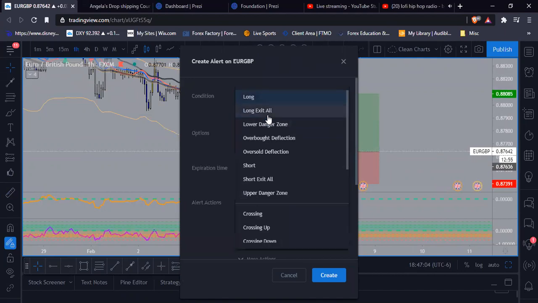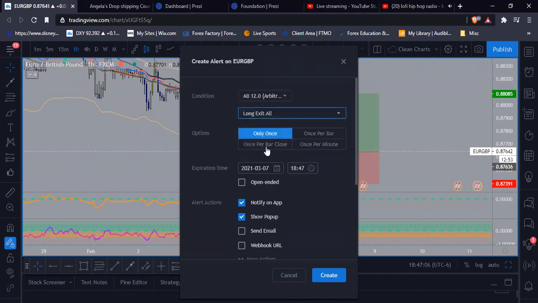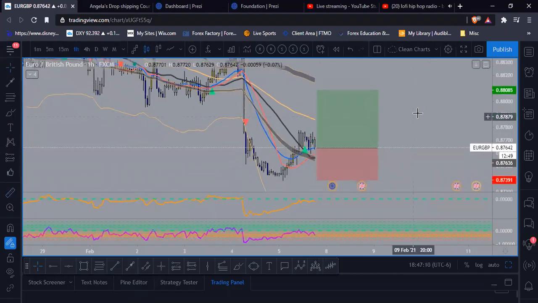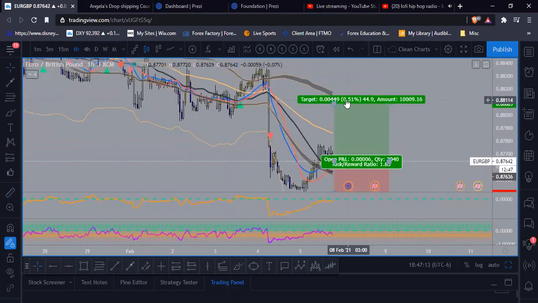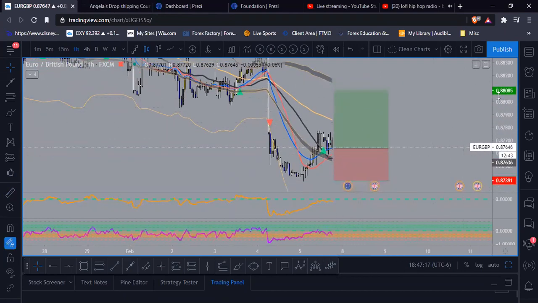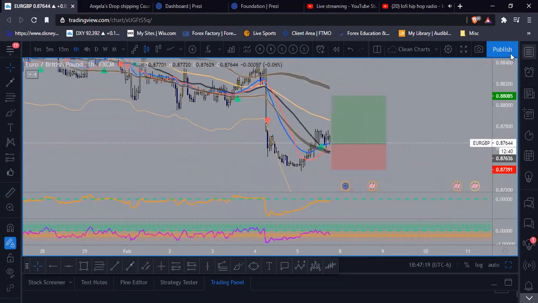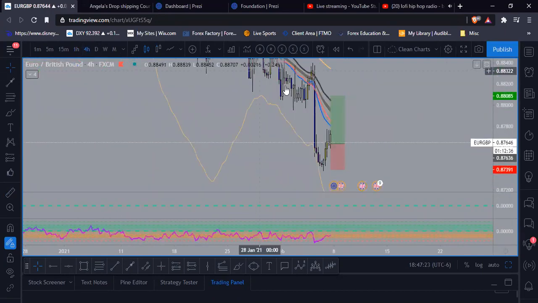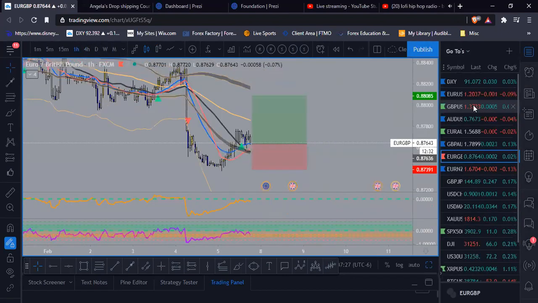So there, long exit all, once per bar close, continue anyways. And we're solid. So, yeah, I'm taking this trade up to 0.88085. And let's see how EG plays out. This looks nice to me, though. 4-hour time frame, let's see. Oh yeah, if I could reject off of that and continue, that's cash. All right, so let's see what EG does for us.